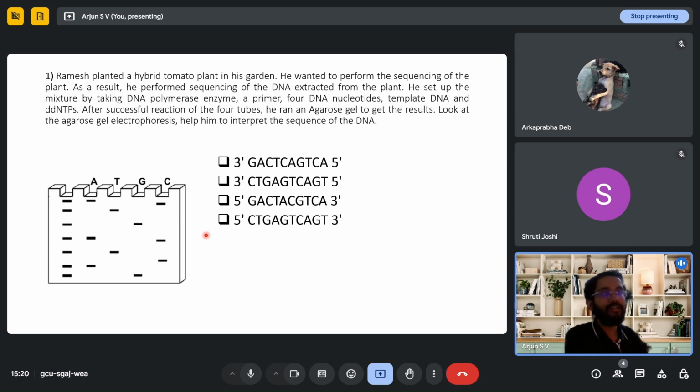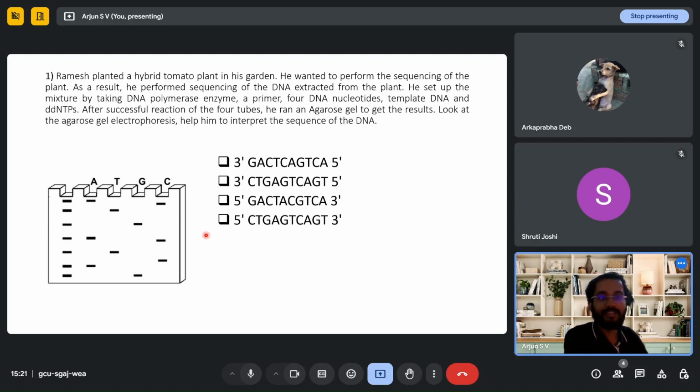So question number one. Ramesh planted a hybrid tomato plant in his garden. He wanted to perform the sequencing of the plant. As a result, he performed sequencing of the DNA extracted from the plant. He set up the mixture by taking DNA polymerase enzyme, a primer, 4 DNA nucleotides, template DNA, and ddNTPs. After successful reaction of the 4 tubes, he ran an agarose gel to get the results.